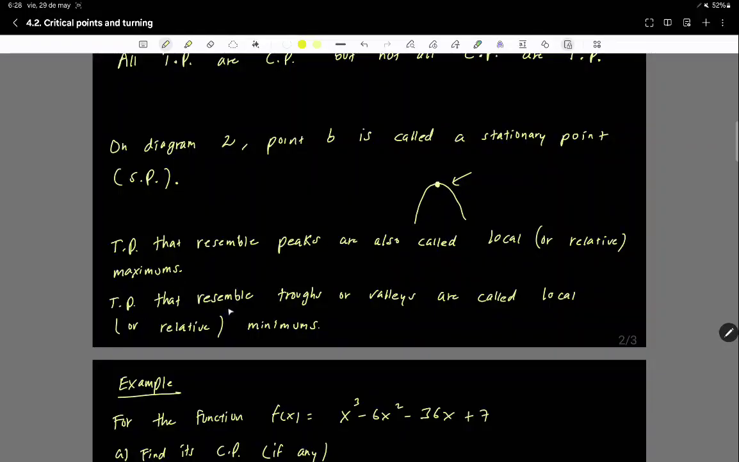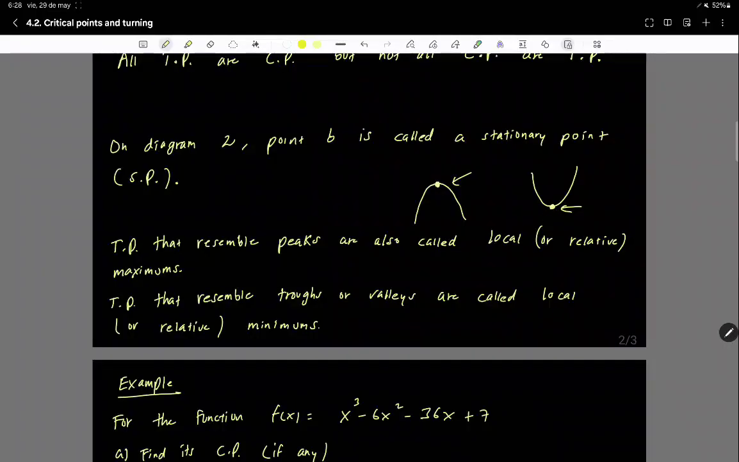And when the turning point resembles a trough or a valley, which is this case, the bottom of a pit, so to speak. Okay, this is also a turning point, right? This one here. And when this happens, we're gonna call it a local or relative minimum. So local or relative maximum, or peak, so to speak. And this is a local or relative minimum, or valley or bottom.